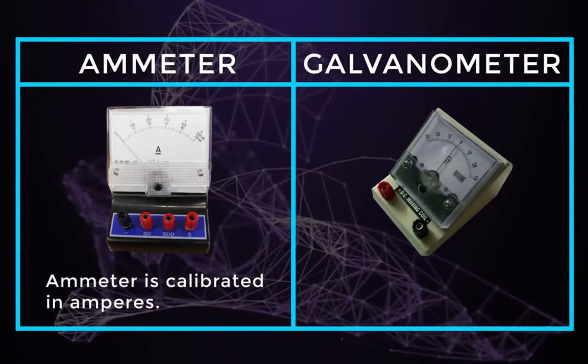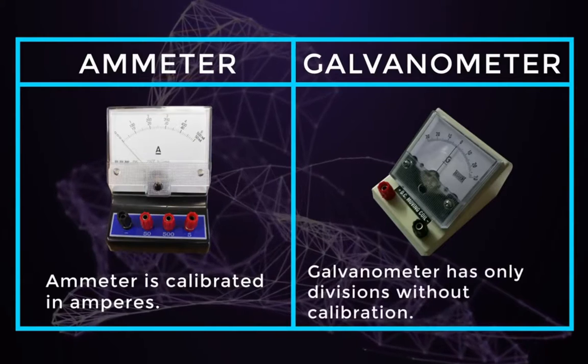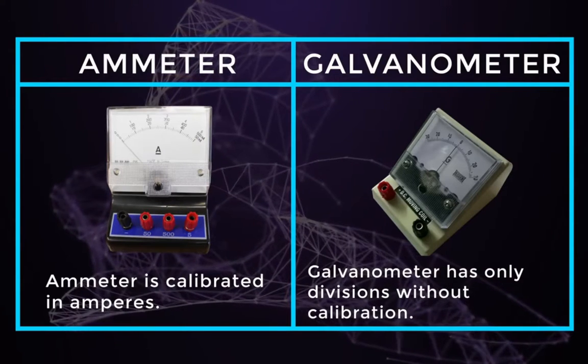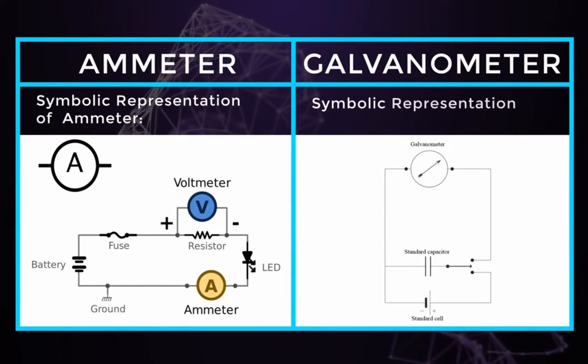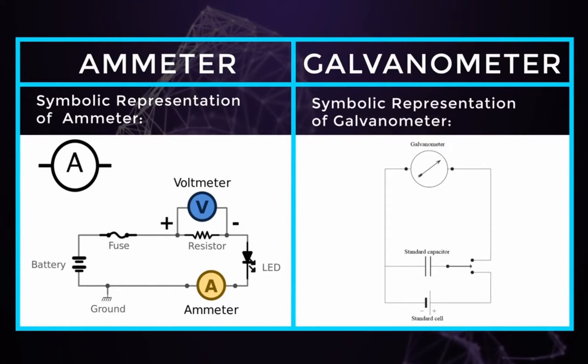Ammeter is calibrated in amperes. Galvanometer has only divisions without calibration. The symbolic representation of an ammeter is A. The symbolic representation of a galvanometer is an upward arrow mark in a circle.